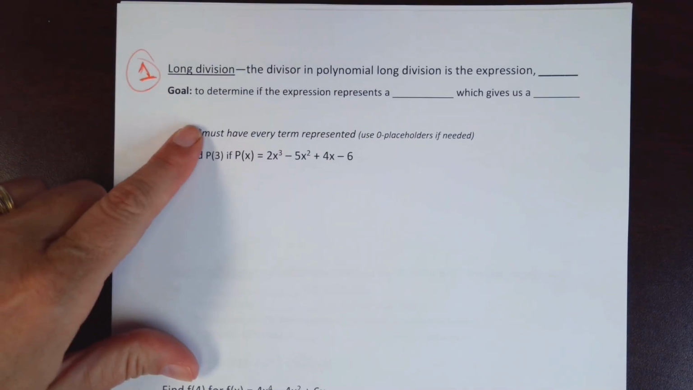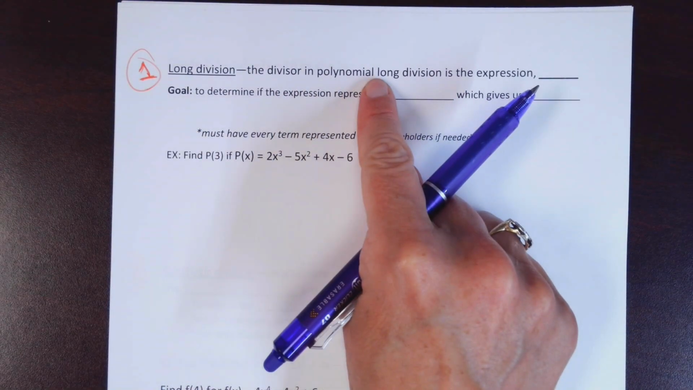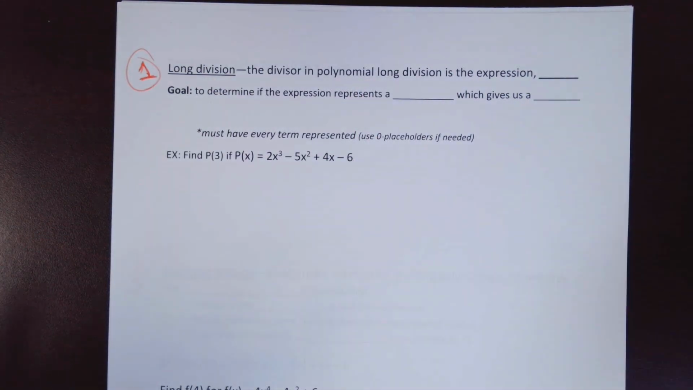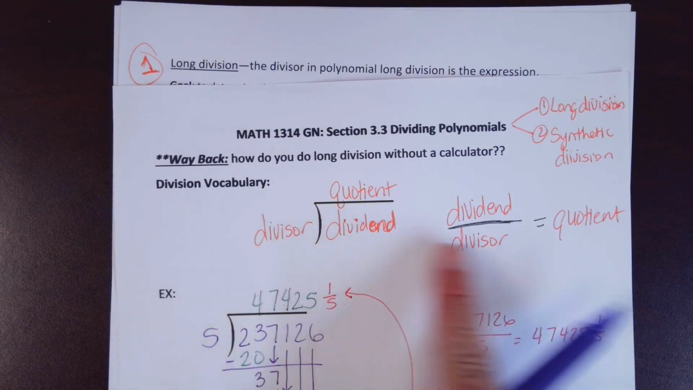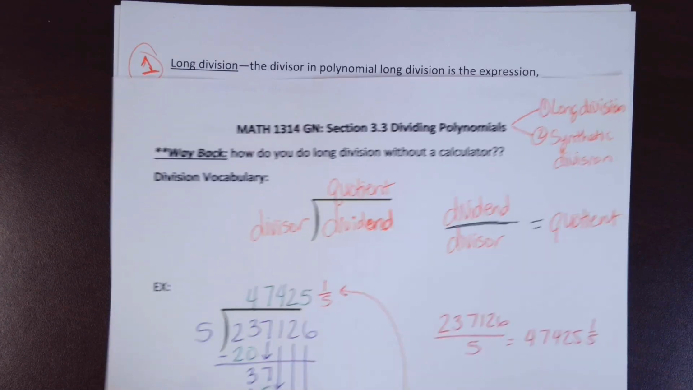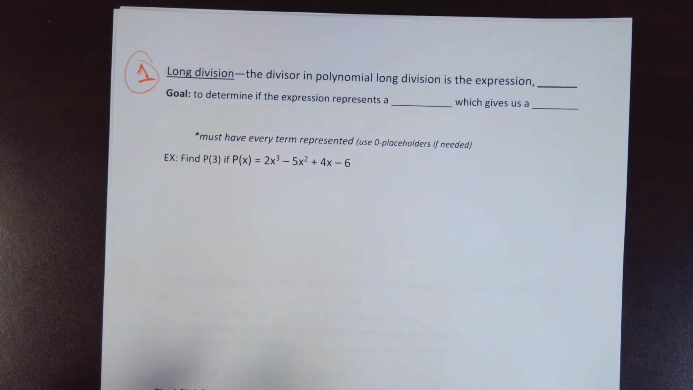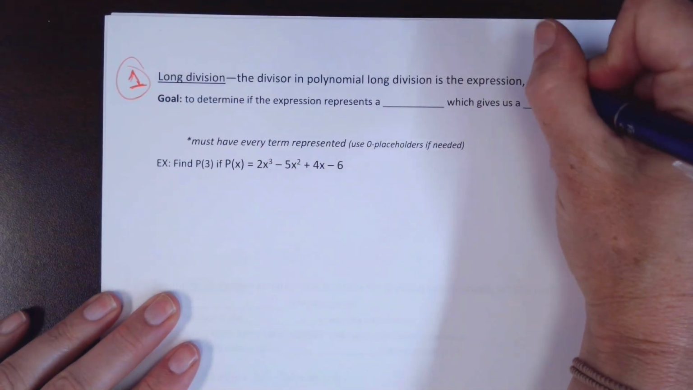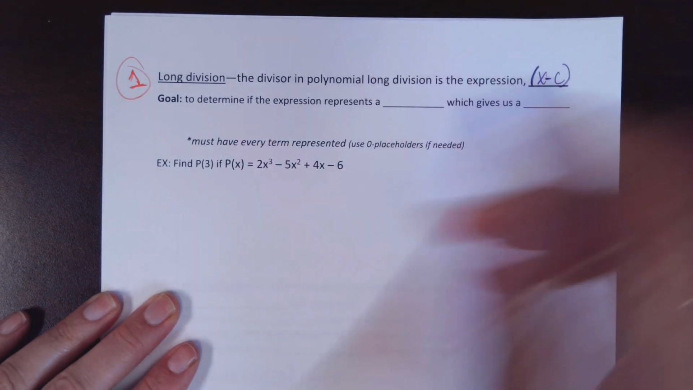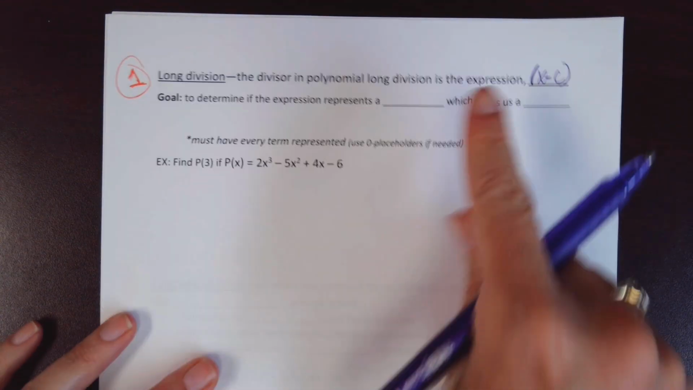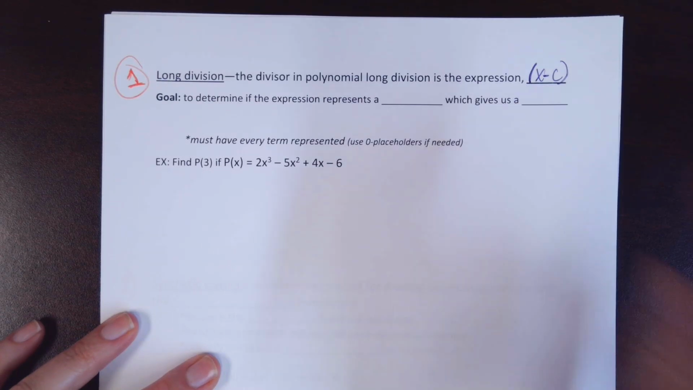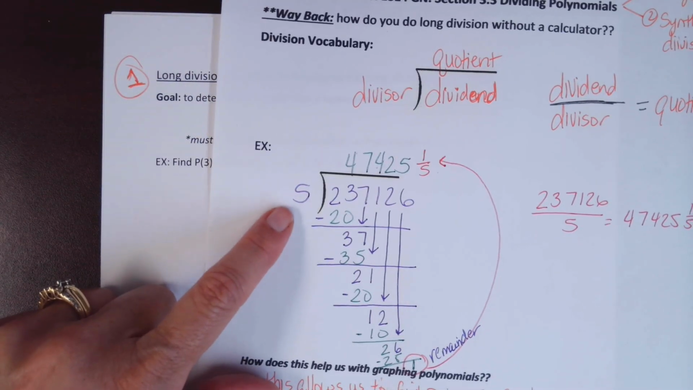Polynomial long division, okay, divisor. Divisor is the number you're dividing by. The divisor in polynomial long division is our expression that we were just talking about, x minus c. Okay? So we're dividing by an expression, not just a single value like we did here.